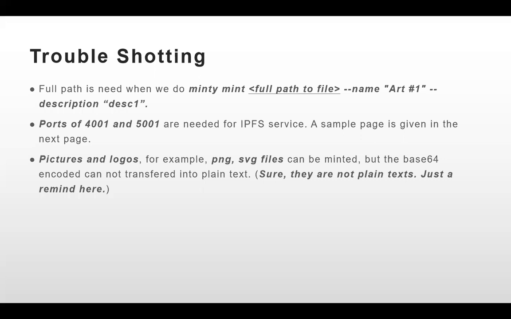Okay, we come to the most exciting part, the troubleshooting part, because when I use the chaincode in our community, I find some issues there. Then I find there are a few things we need to address. The first thing is that every time we use a full path to the file, and then it works much better. And also the first time when I did some configurations in the server, it didn't work because the data center forbade the ports. You can see the ports 4001 and 5001. Normally they are forbidden and we need to open them.